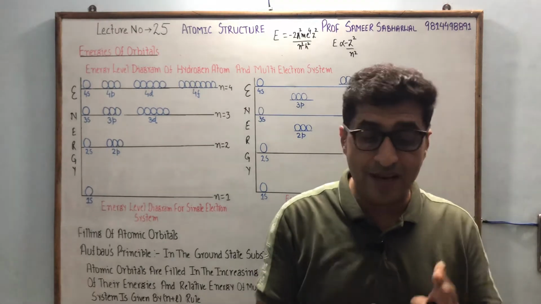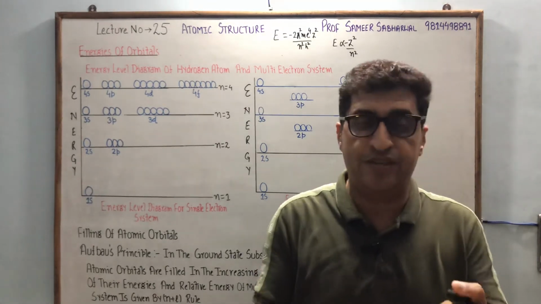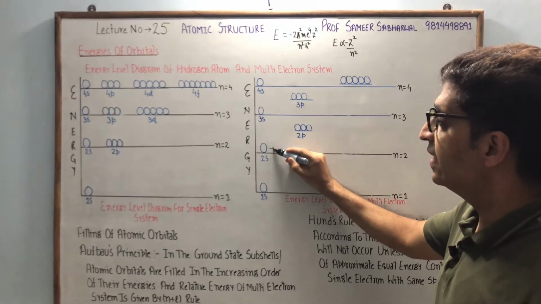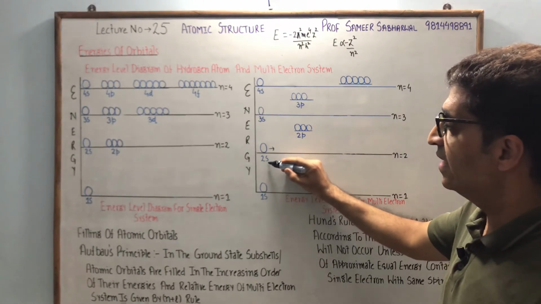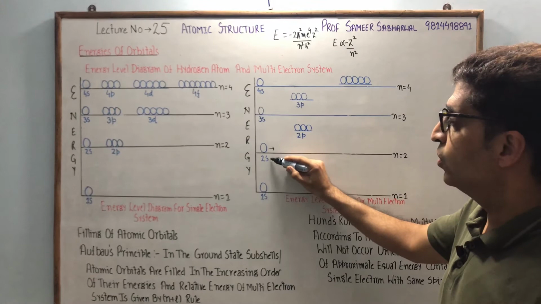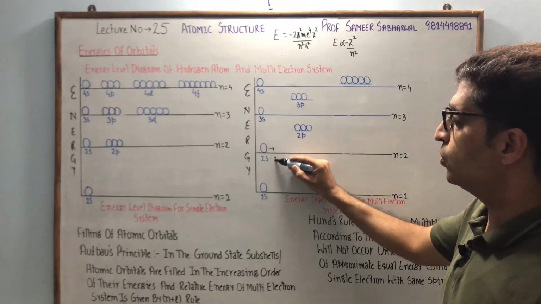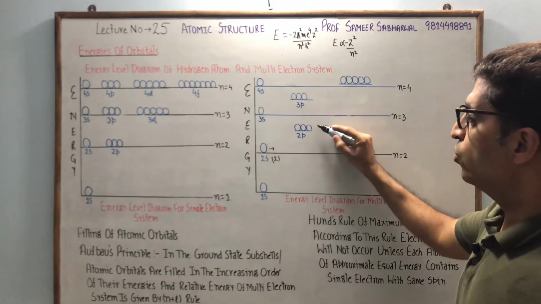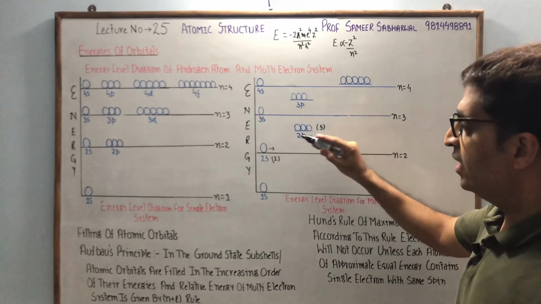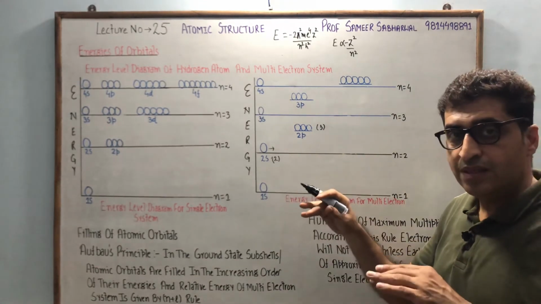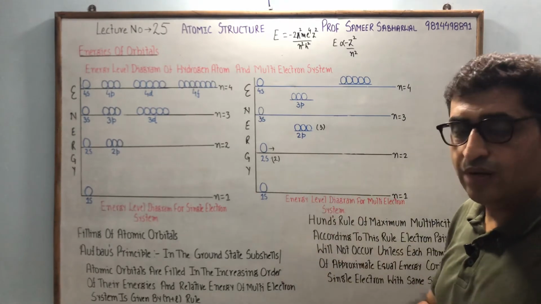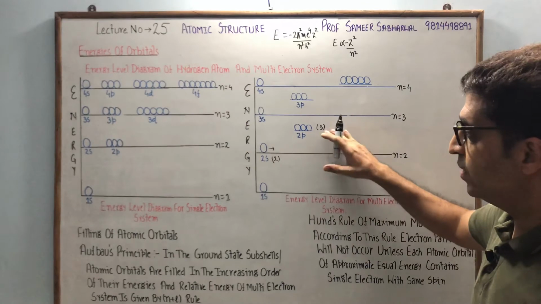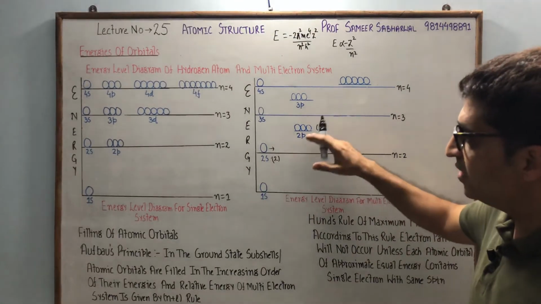So n plus l will decide their relative energies. For 2s, n plus l is 2 plus 0, which is equal to 2, and for 2p it is 2 plus 1, which is 3. The lower the value, the lower the energy. So 2s has lesser energy than 2p.